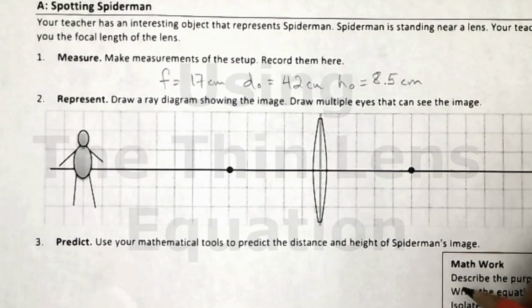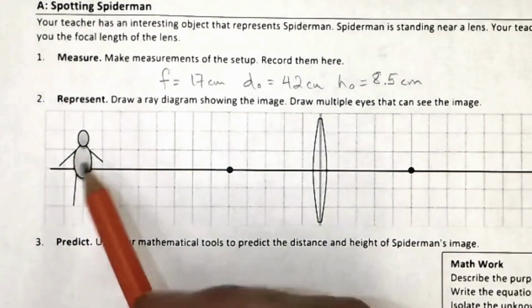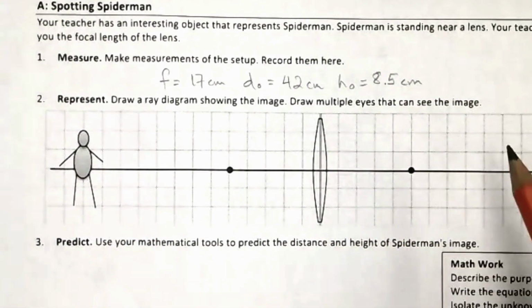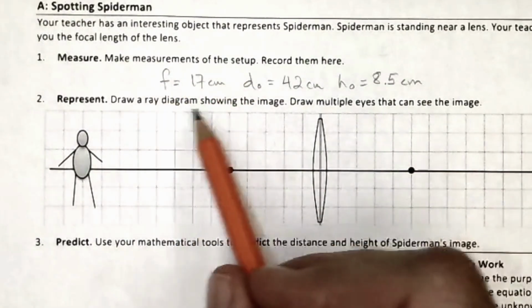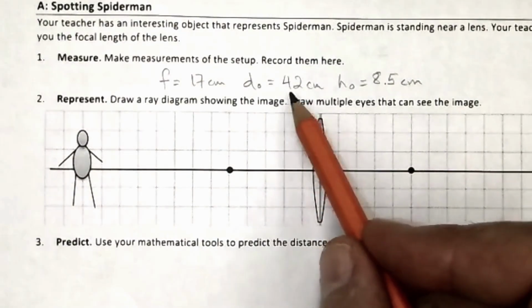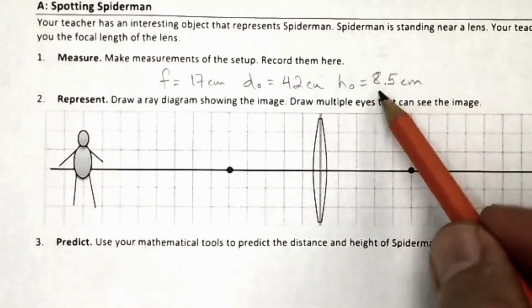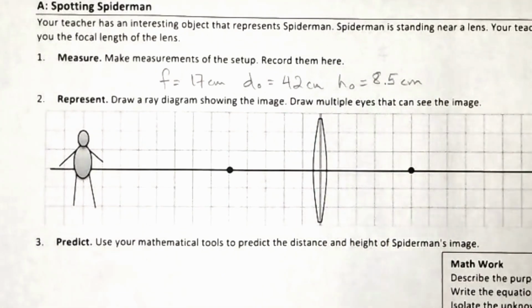Let's take a look at our skills for predicting the distances to images and the heights of images. We do this using our new mathematical tools, the thin lens equation and the magnification equation. In this situation, we've placed Spider-Man in front of a lens. The lens has a focal length of 17 centimeters, and Spider-Man is located 42 centimeters from the lens. The height of Spider-Man is 8.5 centimeters.